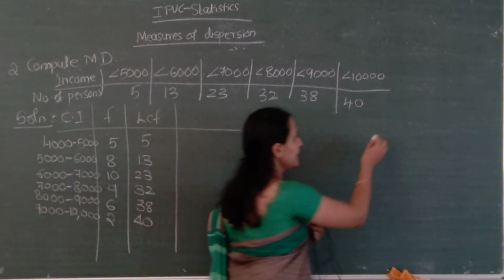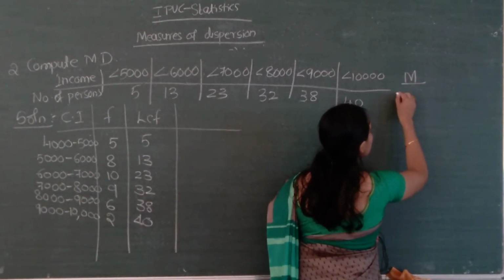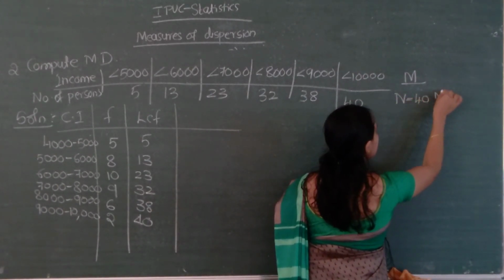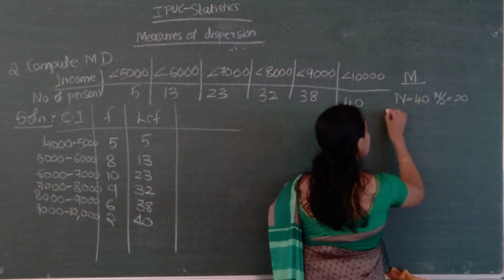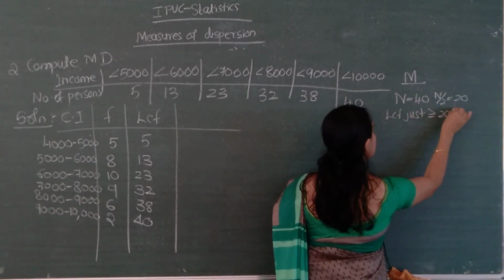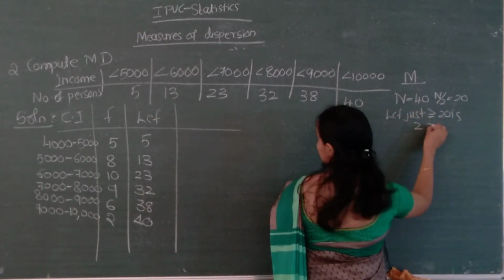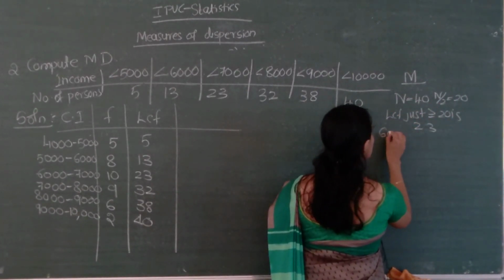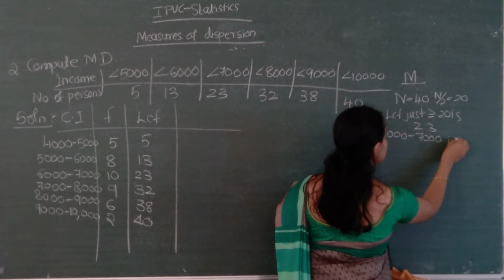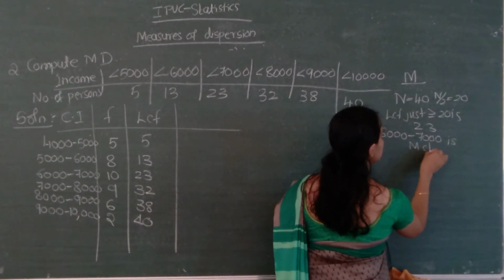Next we have to find the median. I will write median here. Median equals capital N, where capital N is 40. N by 2 is 20. The less-than cumulative frequency just greater than or equal to 20 is 23. The corresponding class is 6000 to 7000. 6000 to 7000 is our median class.